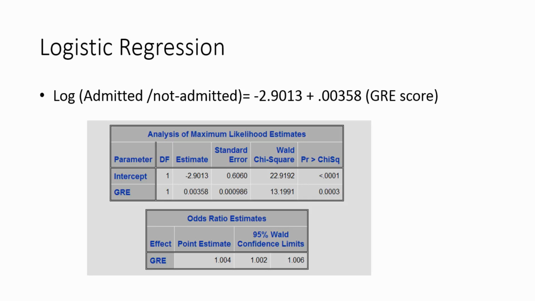You can see that in the analysis of maximum likelihood estimates, this is directly taken from the SAS output. You can also see the odds ratio estimate for the independent variable. It's 1.004. So we are curious to know how the odds ratio is interpreted and how it is related to the maximum likelihood estimates.